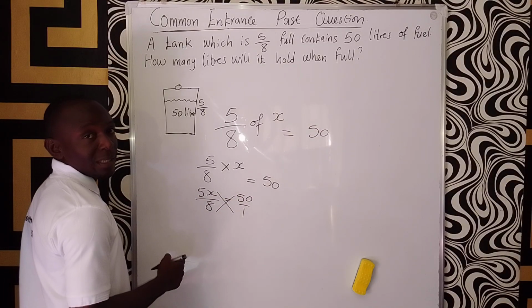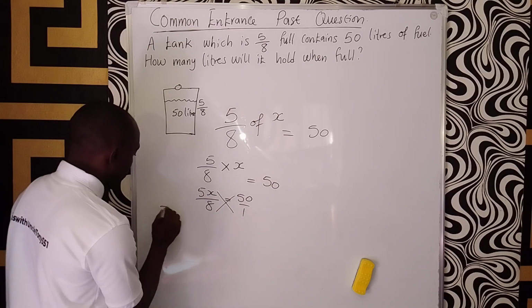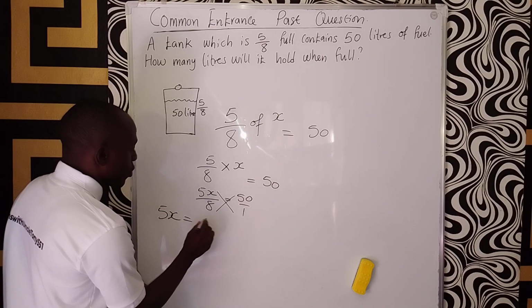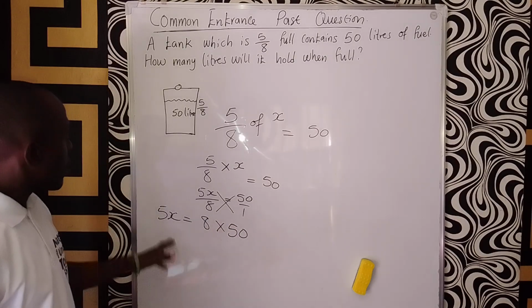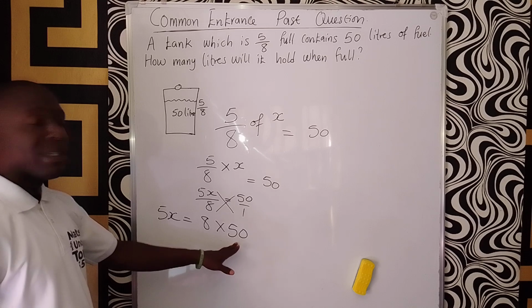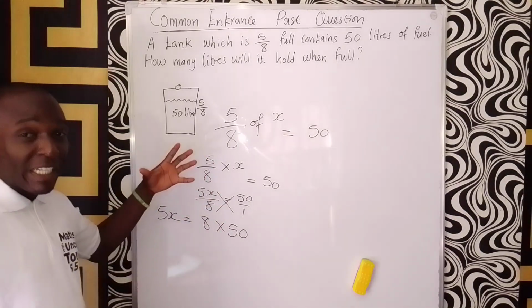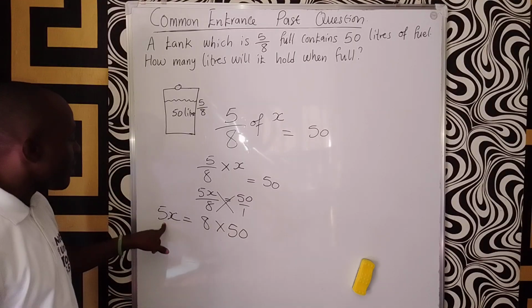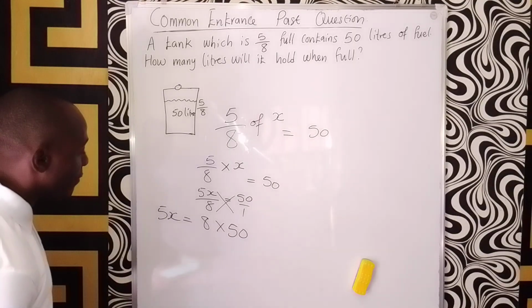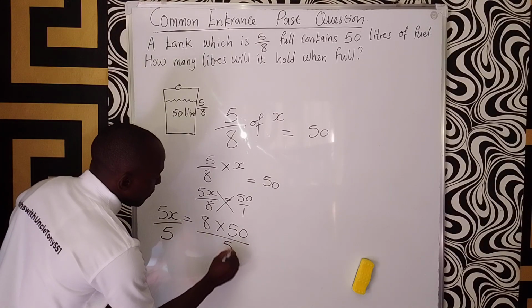Start with the one that has the alphabet. 5x times 1 is still 5x. So we have 5x is equals to 8 multiplied by 5. Now if you look, there's 5 here, and there's a number that can be divided by 5. I don't need to multiply this number so that the number will not be big for a child to divide. So since there's a number that can be divided by this 5, I'd rather leave it like this. So divide both sides by 5. Divide here by 5. Divide here by 5.